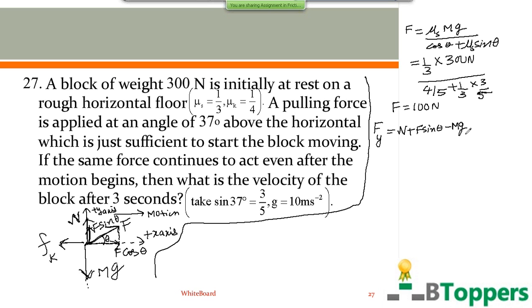But in this case, the block has no motion in the vertical direction. So the y component of acceleration of the block is 0, and the y component of the resultant force on the block is 0. So the magnitude of the normal reaction on the block by the floor will be equal to mg minus F sin theta. The weight mg of the block is given to be 300 newtons, F equal to 100 newtons, sin theta equal to sin 37 degrees, which is equal to 3 by 5. So the magnitude of the normal reaction force on the block by the floor will be 240 newtons.